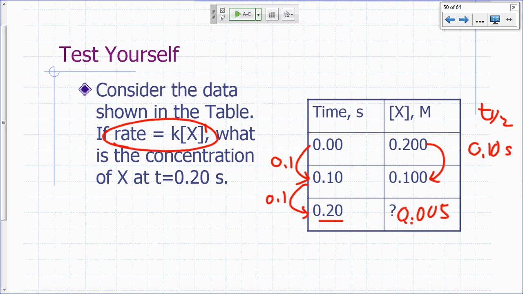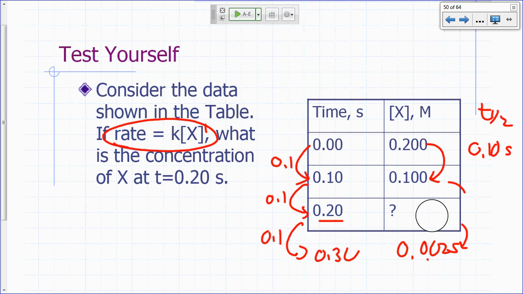0.005 at that point. At 0.3 seconds, another half-life would pass. What would the new concentration be? 0.0025. That's what first order means. It takes the same amount of time for it to get cut in half. It never goes to 0, right? Oh, yeah, I'm sorry. This is 0.1, so half of 0.1 is 0.05. And then after that, it's going to be 0.025. Okay?